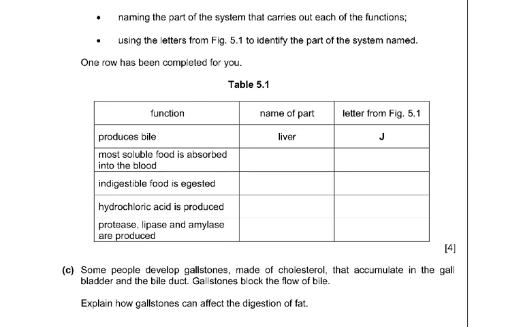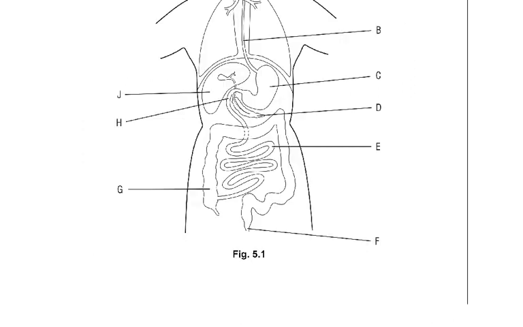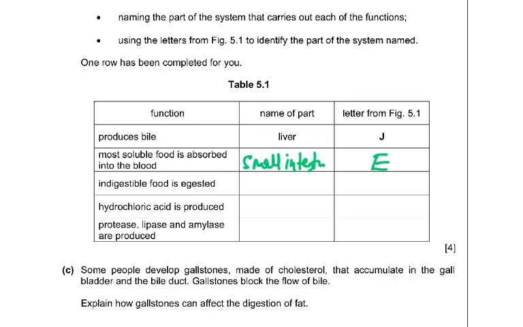So most soluble food is absorbed into the blood. Where? In the small intestine. And where is the small intestine here in the diagram? It's E. Then it says indigestible food is egested. That's the anus. And what is that? That is F.